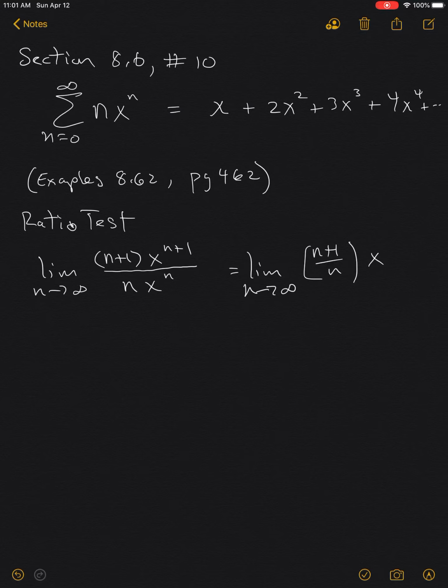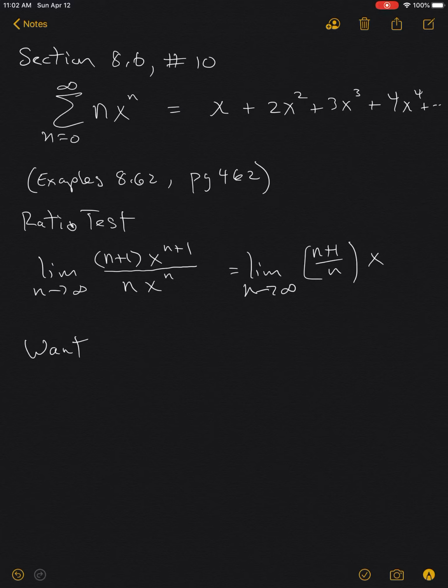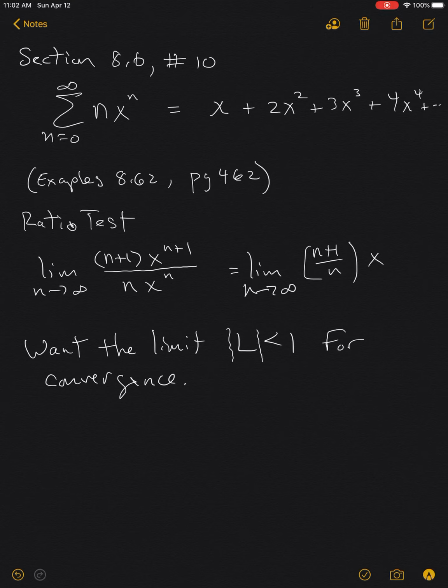So as n goes to infinity, we have to figure out, with the ratio test, recall, we want this limit to be less than 1 in order to imply convergence. So we want to analyze what values of x will yield a limit here which is less than 1. So recall, we want the limit L to be less than 1 for convergence. Technically, what we really want is the absolute value of L to be less than 1.